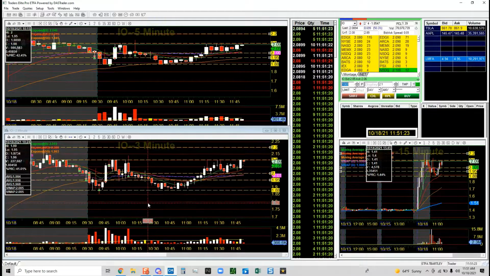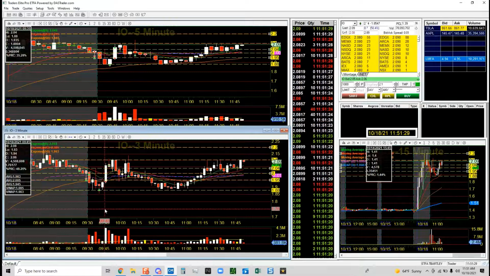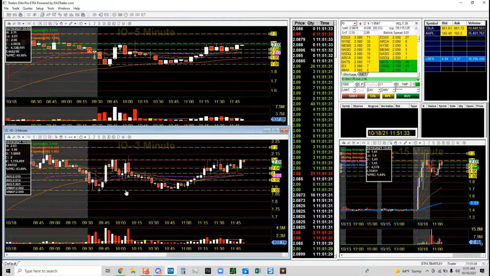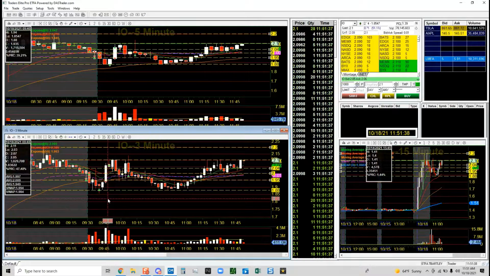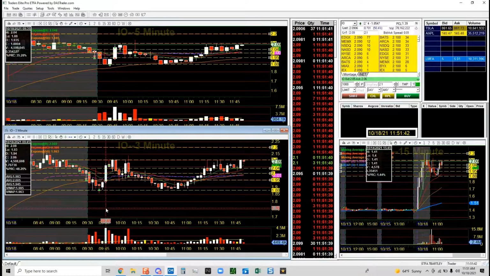Stocks that are low priced like this, under $3, under $5, tend to have a very thick level 2. It's so cheap to trade. Everybody is doing the same trade, which is right here. Everybody's shorting this at 2.10.